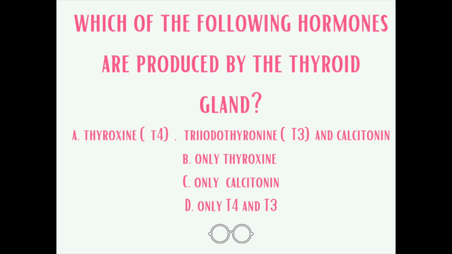Which of the following hormones are produced by the thyroid gland? A. Thyroxin T4, triiodothyronin T3, and calcitonin. B. Only thyroxin, C. Only calcitonin, or D. Only T4 and T3. The answer here is A. All 3 of these hormones are produced by the thyroid.